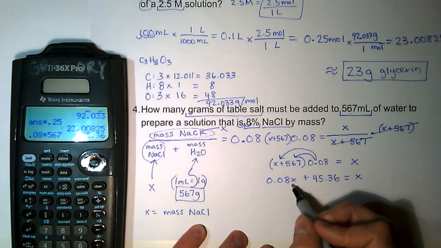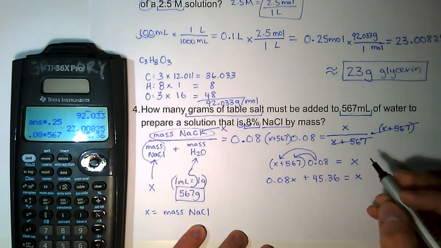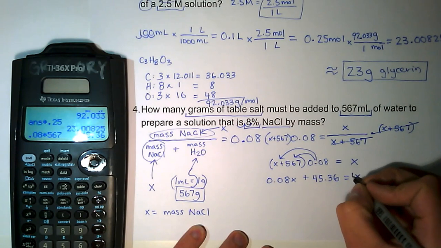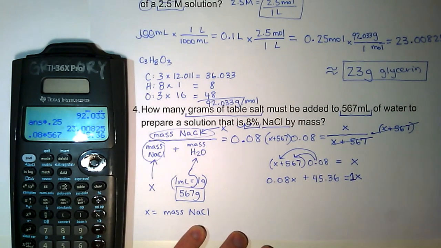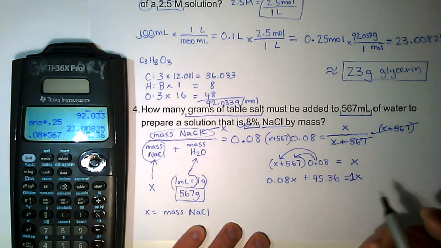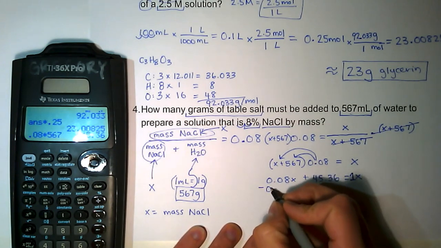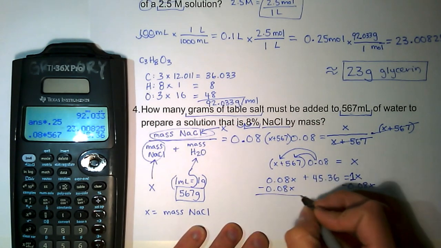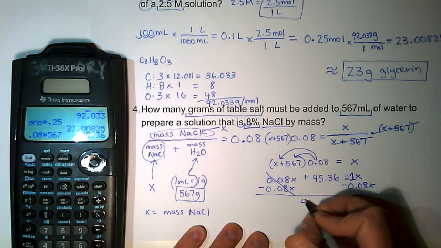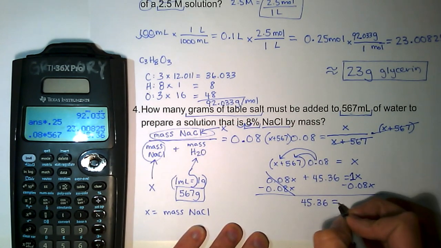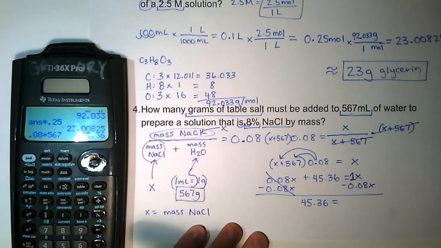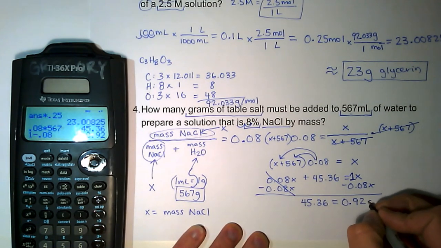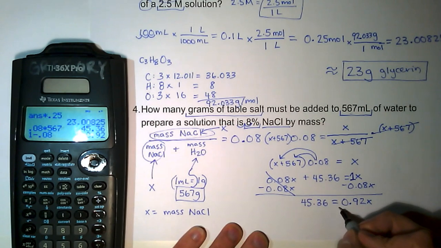Next, what we want to do is combine our like terms. So we have x's on the left side and we have x's on the right hand side. And since there's no coefficient in front of x, we know that there's only one x over here. So I'm going to fill in that coefficient now. Okay, so we need to subtract the 0.08x on both sides. So these ones cancel out, and we're left with 45.36 equals 1x minus 0.08x. 1 minus 0.08 is 0.92x. And then last, we just need to divide by 0.92.